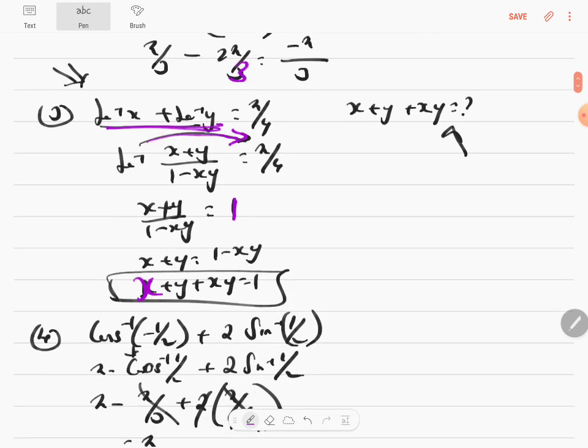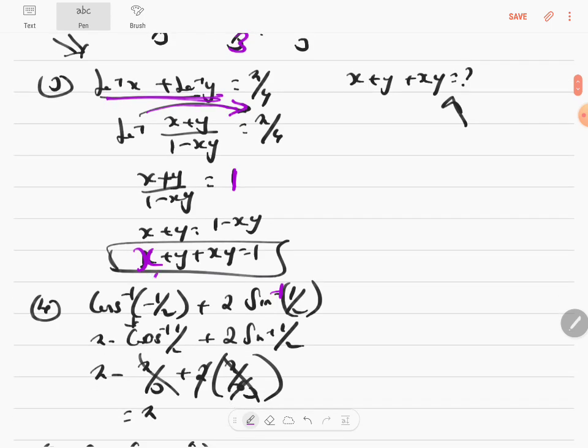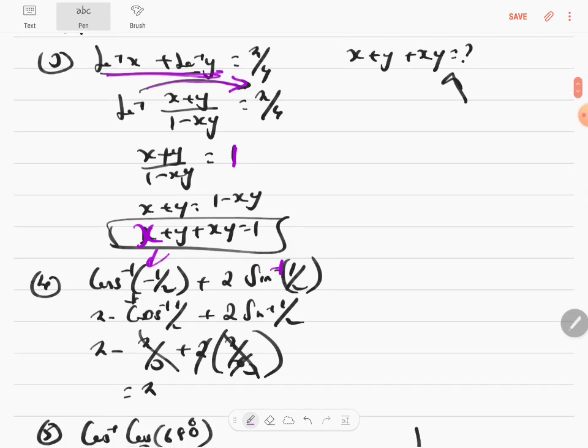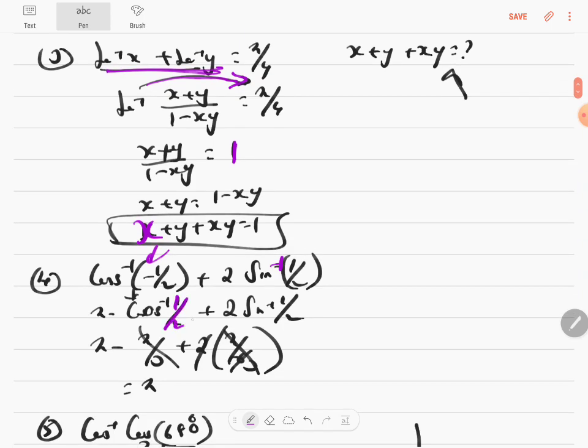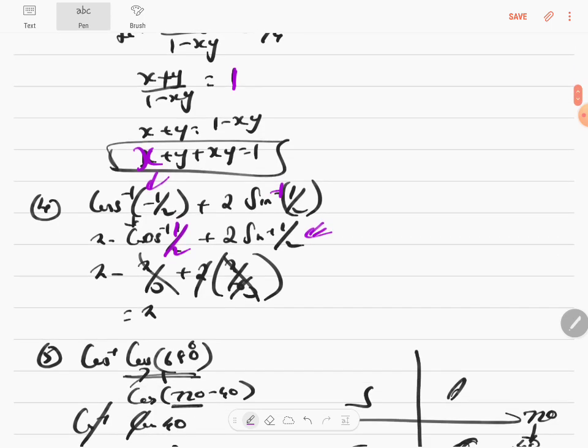Cos inverse of minus 1 by 2 plus 2 into sin inverse of 1 by 2. Negative argument here, so pi minus cos inverse of 1 by 2 plus 2 sin inverse of 1 by 2. Substitute the value, where it will be 1 by 2: cos 60, so pi by 3. This is sin 30, so pi by 6. Substituting, you get the answer as pi.